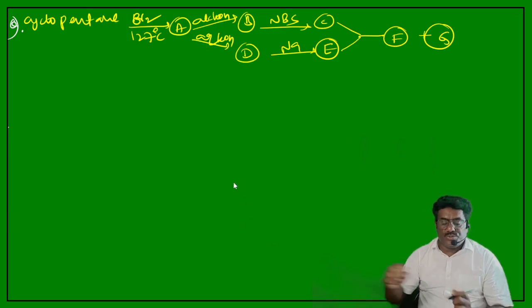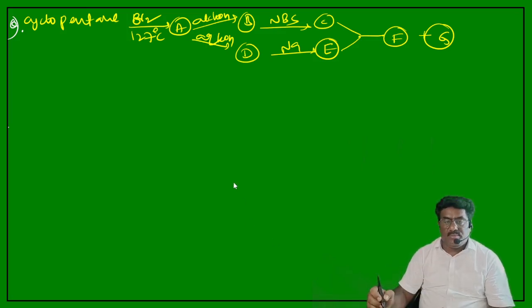Have a look at this question. Cyclopentane with Br2 gives A. Alcoholic KOH gives B. In the presence of NBS, it gives C. A with aqueous KOH gives D. D with sodium in dry ether gives E. C plus E gives F and G. What is the product?